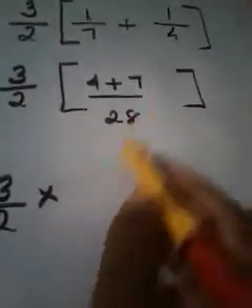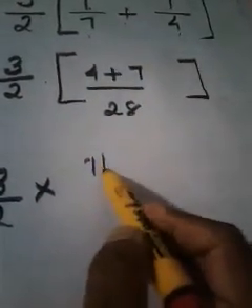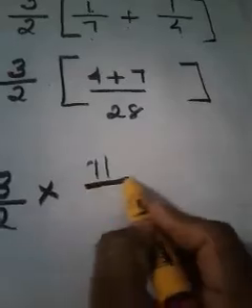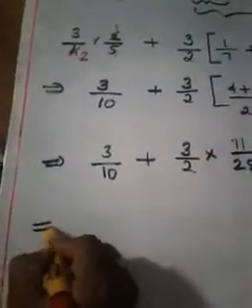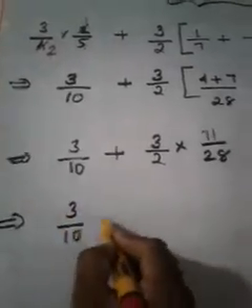Then what is 4 plus 7? 4 plus 7 is nothing but 11, divided by 28. Are you following me? Yes, of course. And now it becomes 3 by 10 plus.